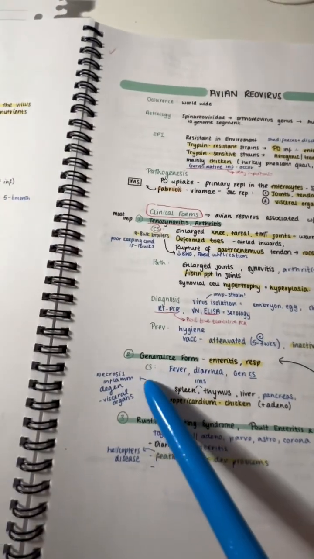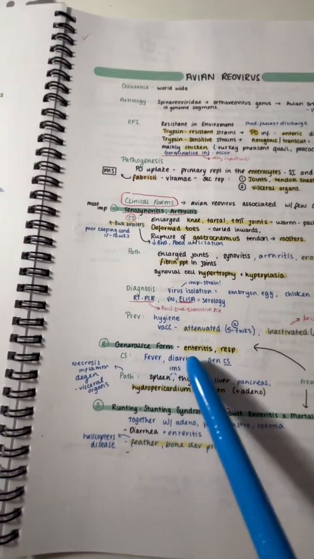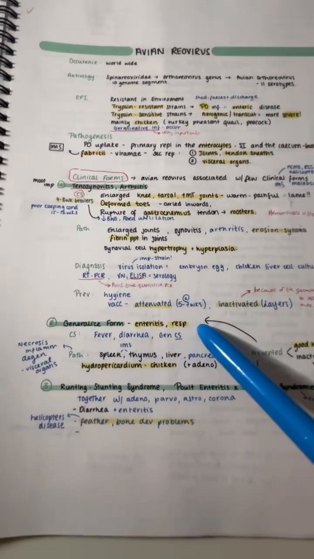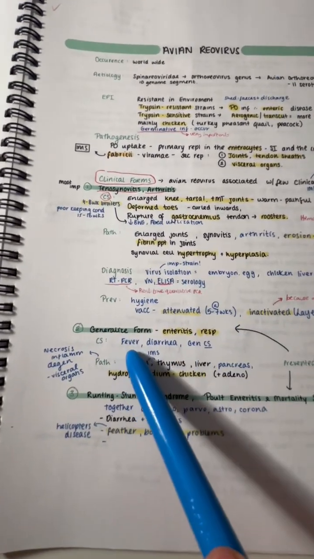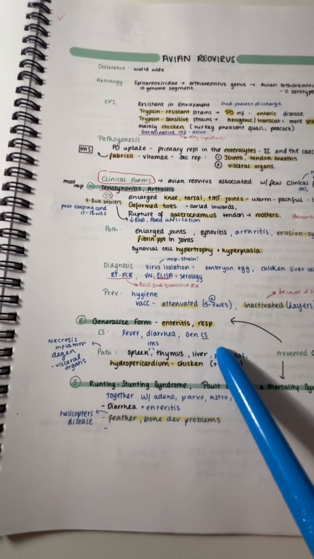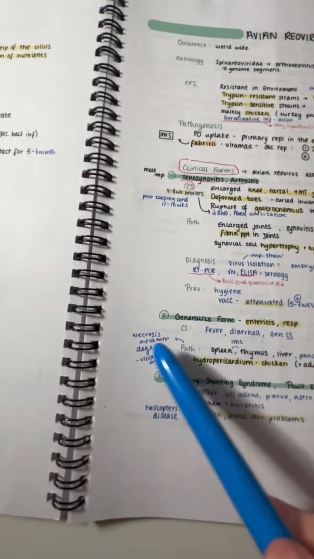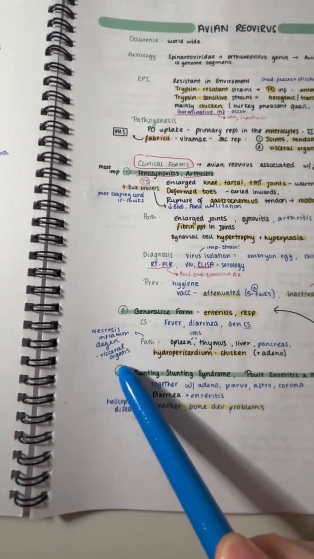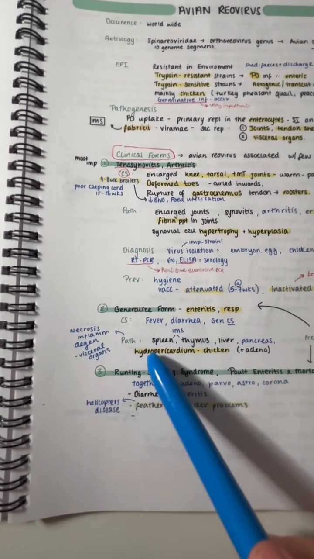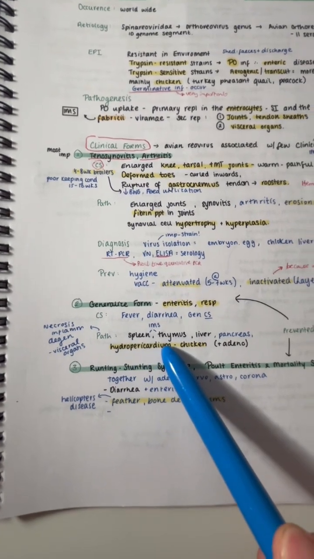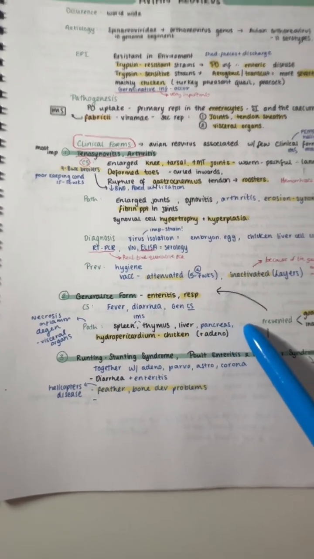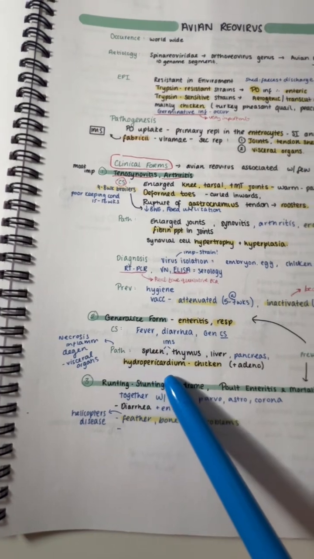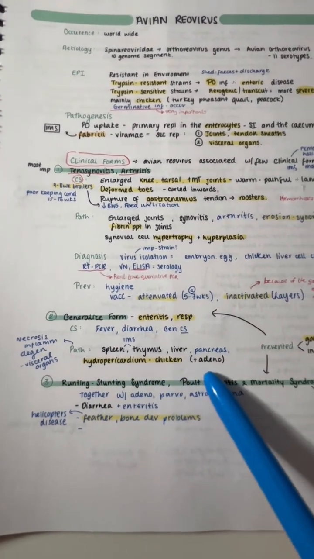The second form of the disease is the generalized form. It causes enteritis and respiratory problems. The clinical signs are fever, diarrhea, and general clinical signs. In the pathology, we can see necrosis, inflammation, and degeneration of the visceral organs. And due to the immunosuppression, it also affects the spleen and the thymus, and the liver and the pancreas as well. We can see hydropericardium in chickens, as well as with the adenovirus.